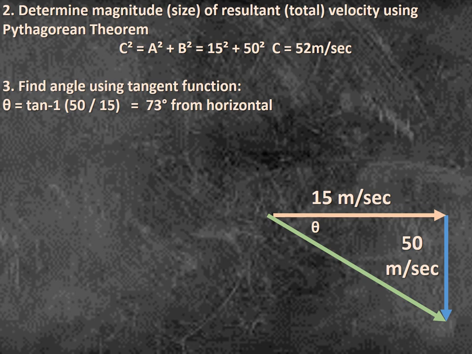The last step, and the one that people forget about most often, is to find the angle. So we always find the angle using the inverse tangent function. So the inverse tangent is going to be 50 divided by 15, which is the opposite side divided by the adjacent side, and that's 73 degrees from horizontal.